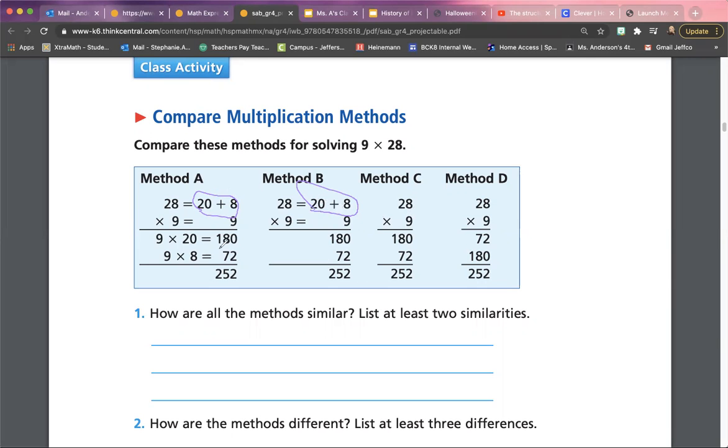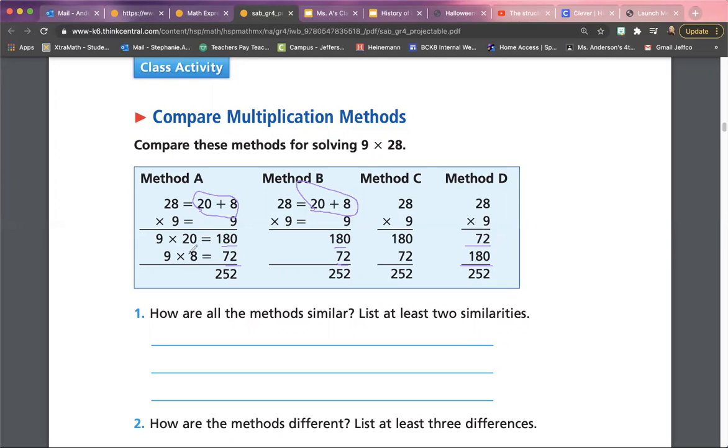And you'll notice that if we're doing partial products or solving it in 2 steps, both times we end up with 180 and 72. It's the same on method D. It's backwards. We have 72 and then 180, but either way, those are our two partial products there. And then another similarity is they all equal 252. So regardless of the method we used, we got to the same answer.